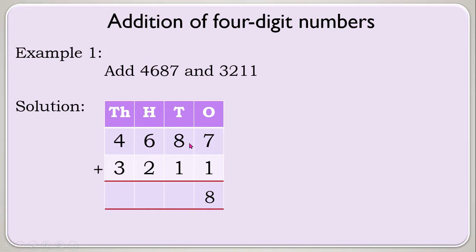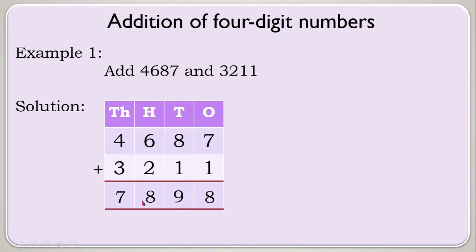And now let us add the digits in tens place, that is 8 and 1. 8 plus 1 is 9. Let us write 9 here. And now adding digits in hundreds place, that is 6 and 2. 6 plus 2 is 8. Let us write 8 here just below in the hundreds column. And now let us add the digits 4 and 3. 4 plus 3 is 7. Let us write 7 here.